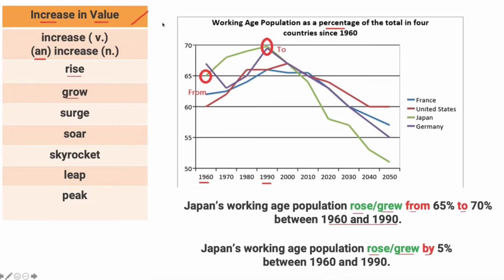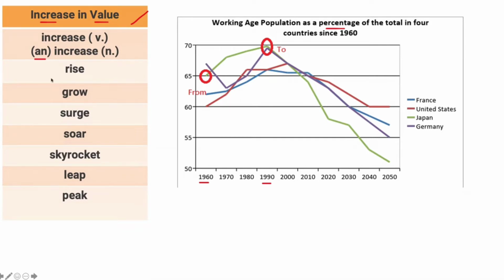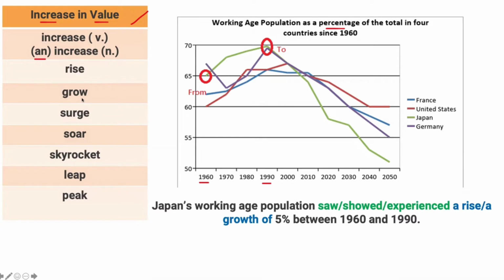We're just changing up our words for a bit because you don't want to use the same word over and over in your report, in your writing task 1. So make sure that you are well aware of the different things you can use. Now let's think about how we can use rise and grow as a noun. So we see here Japan's working age population. Of course, we have our same verbs, saw, showed, experienced, a rise, or a growth of.